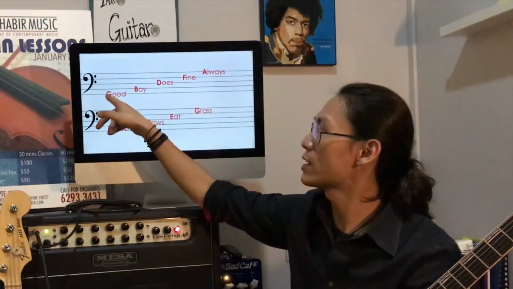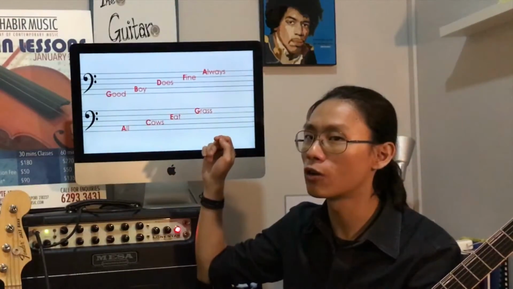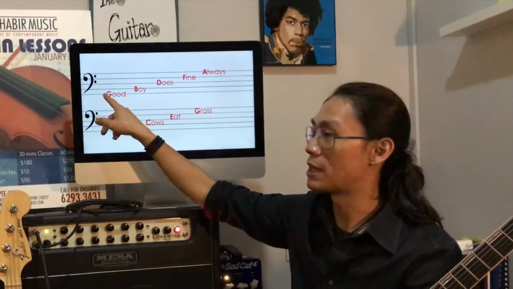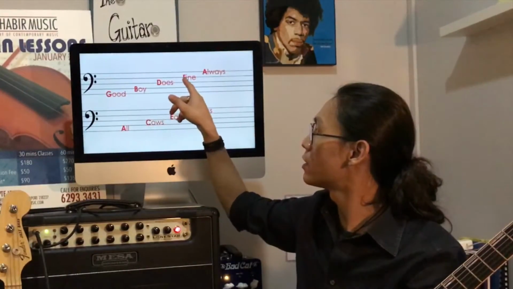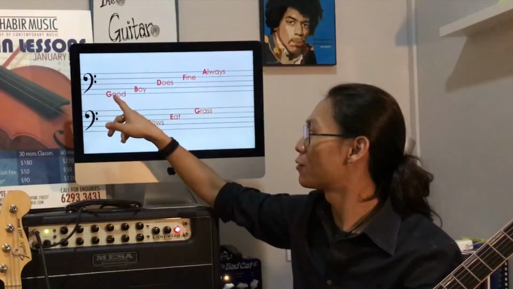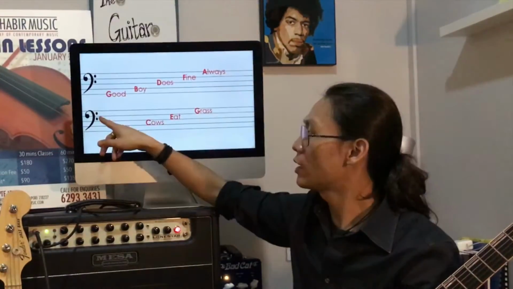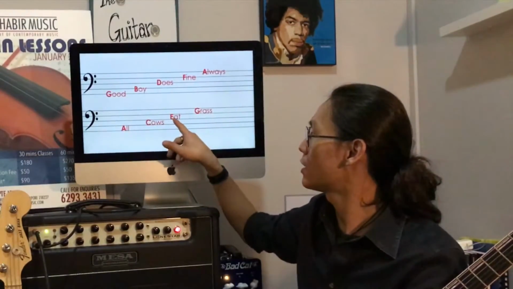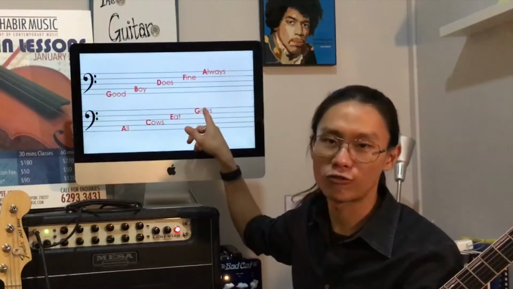The same thing, we have our lines and our spaces, but now the notes on the lines and spaces are no longer similar to the treble clef. Let's look at the lines on the bass clef. G, B, D, F, and A. How do you remember that? Good boy does fine always. And the spaces in between the lines, we have A, C, E, G. Remember that. All cows eat grass.